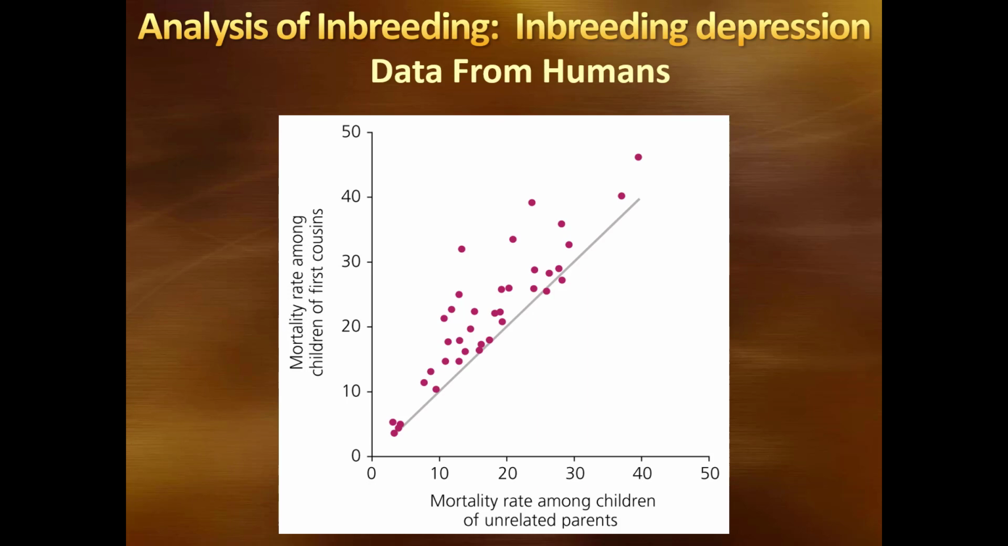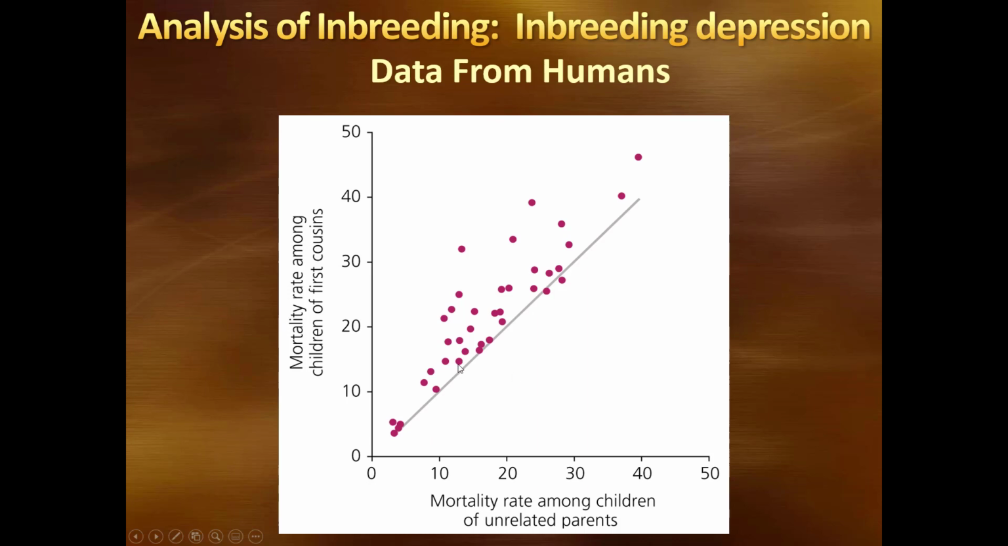So what we can see here is on our y-axis we have the mortality rate among children of first cousins. So when first cousins had kids together, this was the mortality rate of those children. Then on the x-axis we have the mortality rate of children from unrelated parents. And so for data points that are on the line, there would be no difference. So whether your parents were related to one another or not wouldn't matter.